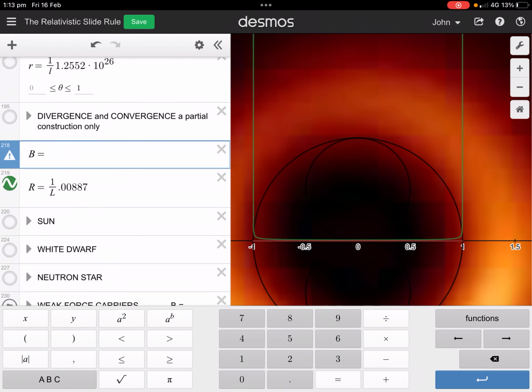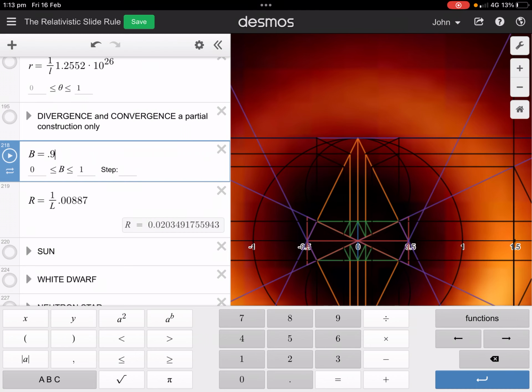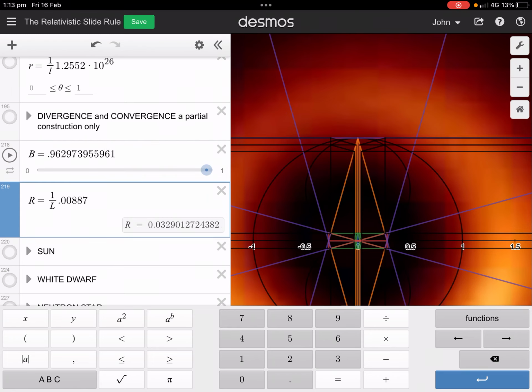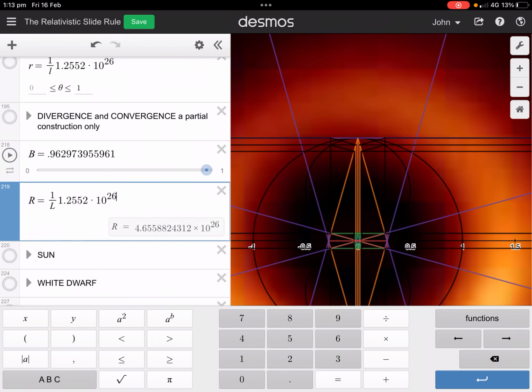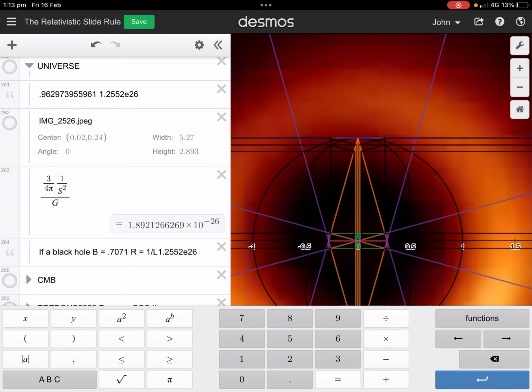Let's compare densities. If it was a black hole, what would be the density? 9629739555961. Radius of the universe. And right, so that's the density of the universe at the moment.